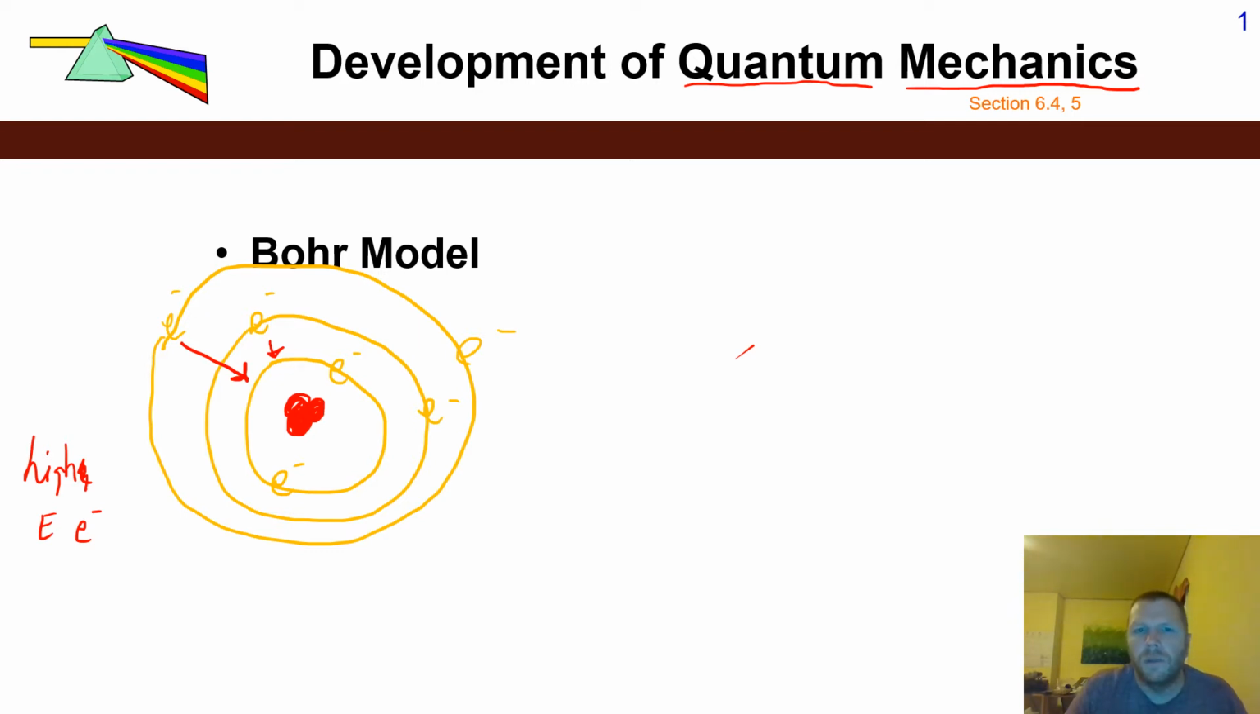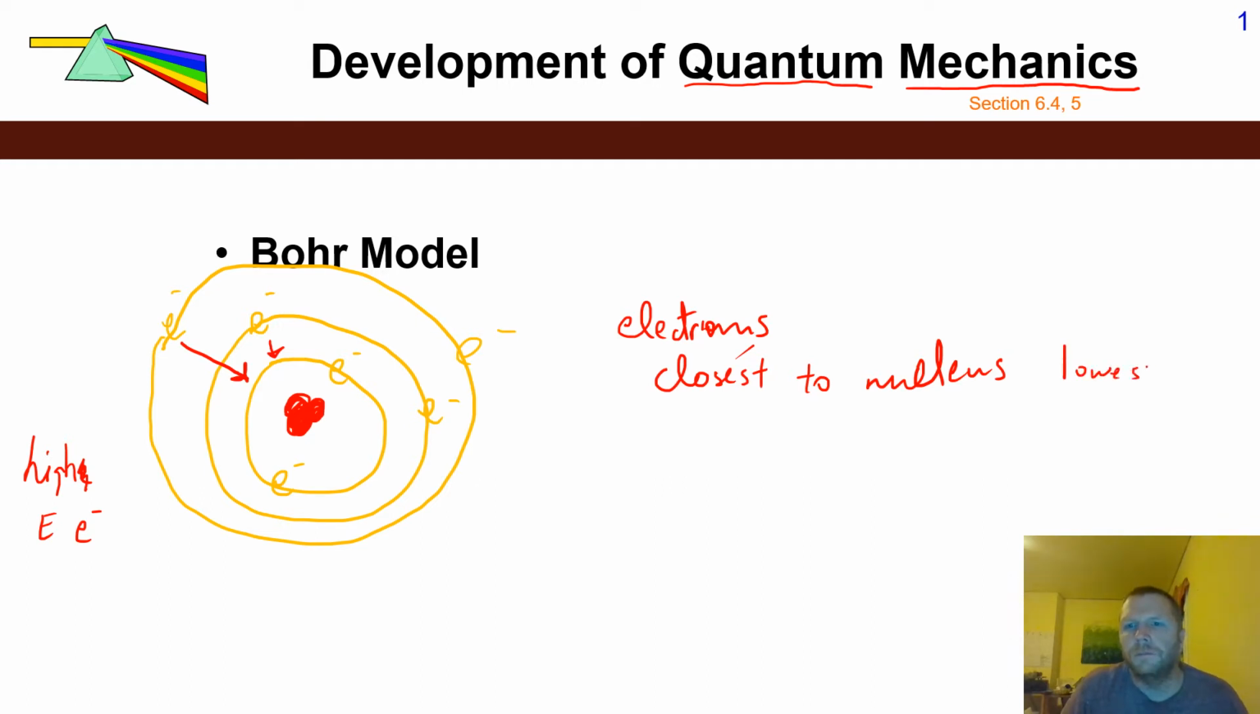So ultimately what that said was the electrons closest to the nucleus, sorry, I poorly wrote nucleus there, were your lowest energy electrons, and the further rings were the higher energy electrons.